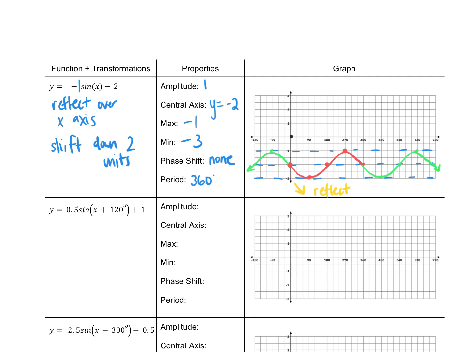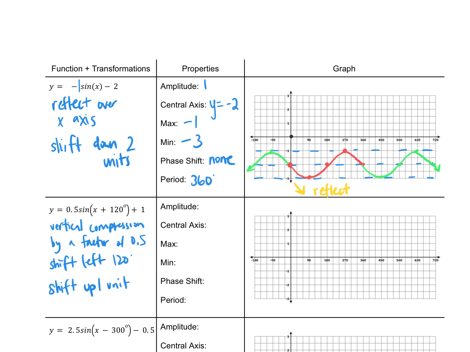Okay, so we have the 0.5. This is a vertical compression by a factor of 0.5, because when you multiply something by 0.5, you are making it smaller. And then shift left 120 degrees because we're taking the opposite sign, and shift up 1 unit. So our amplitude is 0.5. Our central axis is 1.